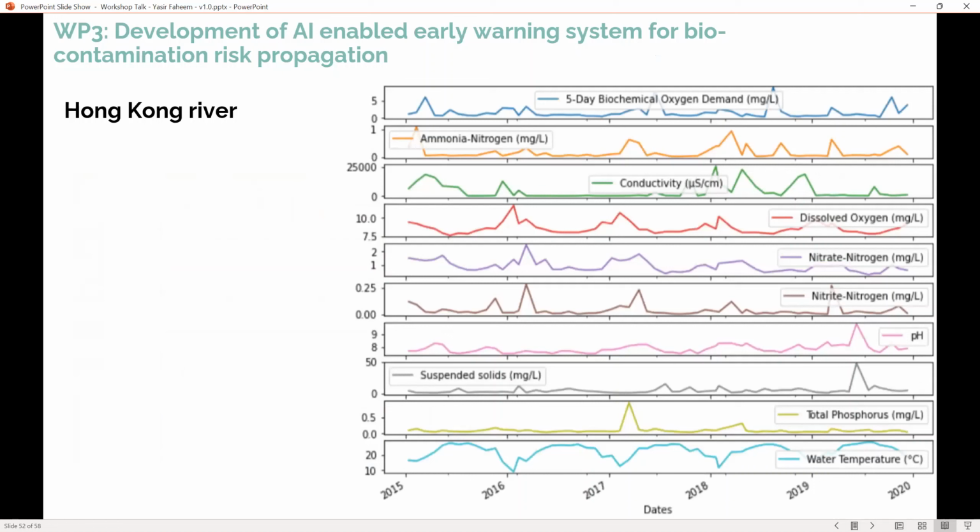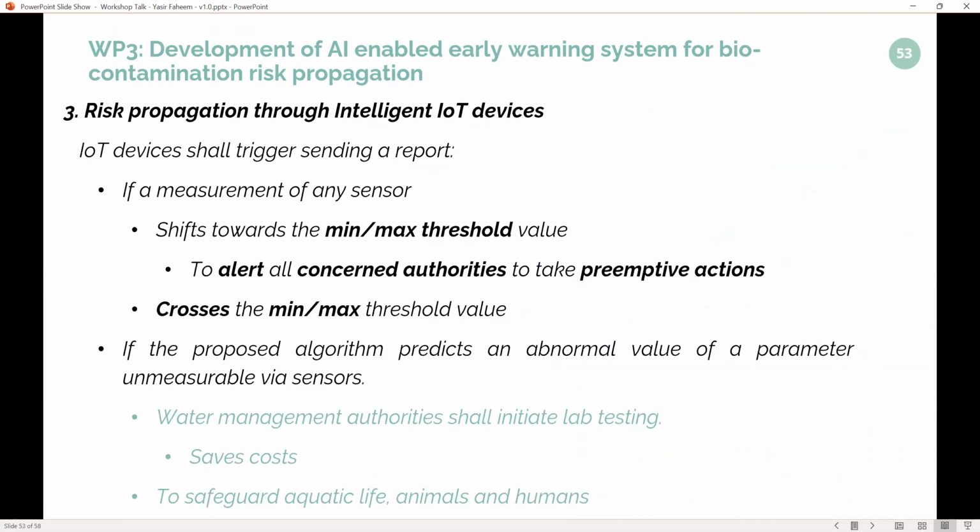These are some tests we are already conducting. We don't have the data set now, but we got a data set of a Hong Kong river. It spans over, I think, 2 decades, but a comprehensive data set has been made available since 2015, where we can find data of variables that can be measurable by sensors, but also of variables that cannot be measured. So we are using this data set to find correlations and predict from the other values how, for example, XYZ may impact A. Then ultimately, once the system is developed, it will be used for risk propagation through intelligent IoT devices.